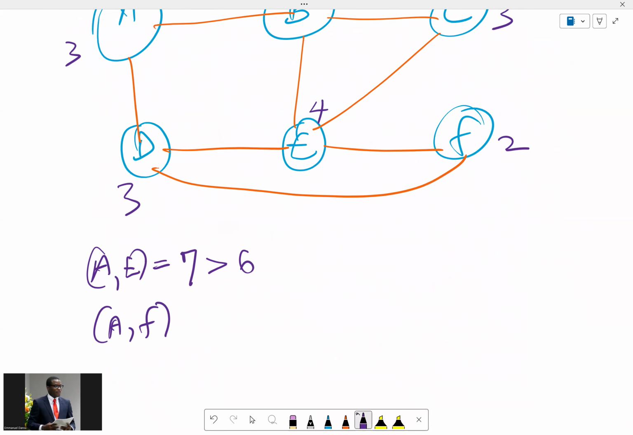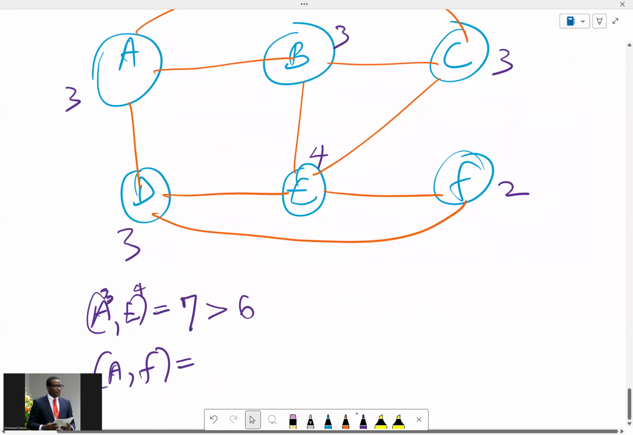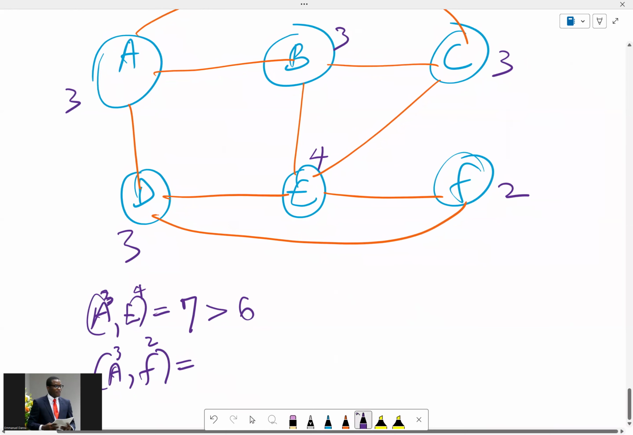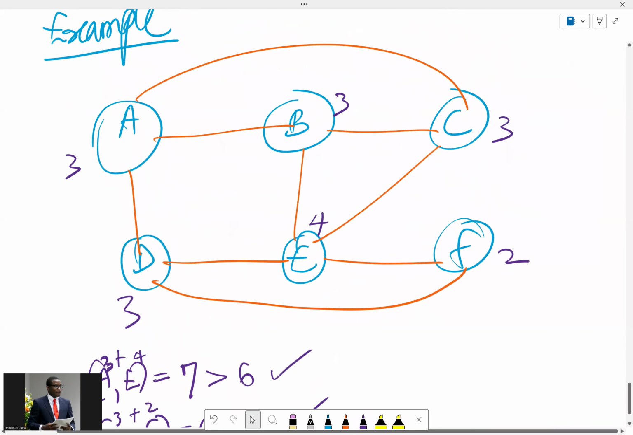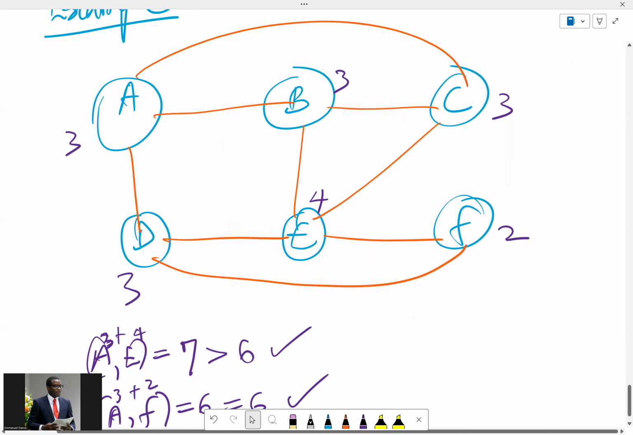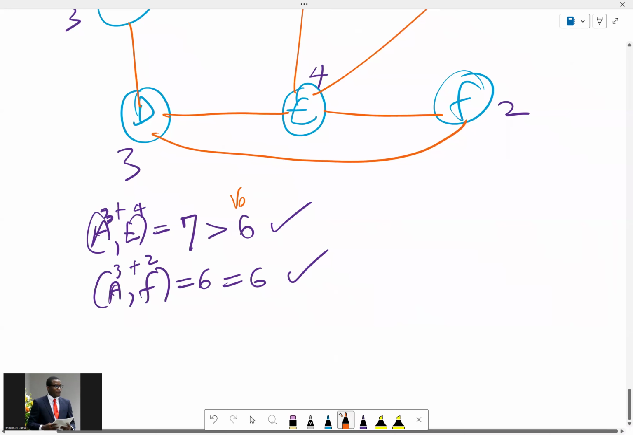So, AF. For AF, what do we have? A is 3, and F is 2. That means the sum of these two will be 5. Then what about other non-adjacent vertices? We have 6 vertices. So that's what we're working with. This 6 now is the number of vertices. And the rule says that if you add up the degrees, it should be at least the number of vertices you have.